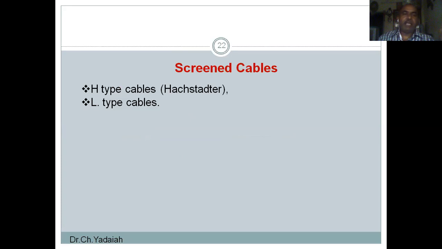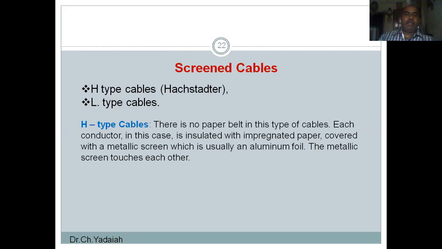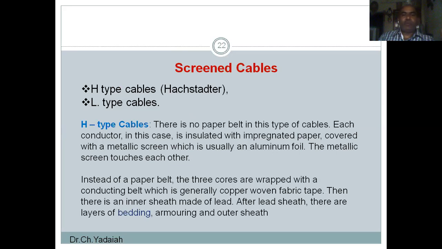Another is L-type, low-type cables. Now let us see the H-type cables. There is no paper belt in this type of cable. Here, the paper used to bind the three cores in the previous case is absent. Each conductor in this case is insulated with impregnated paper. Impregnated, not plain paper. That's paper insulation.